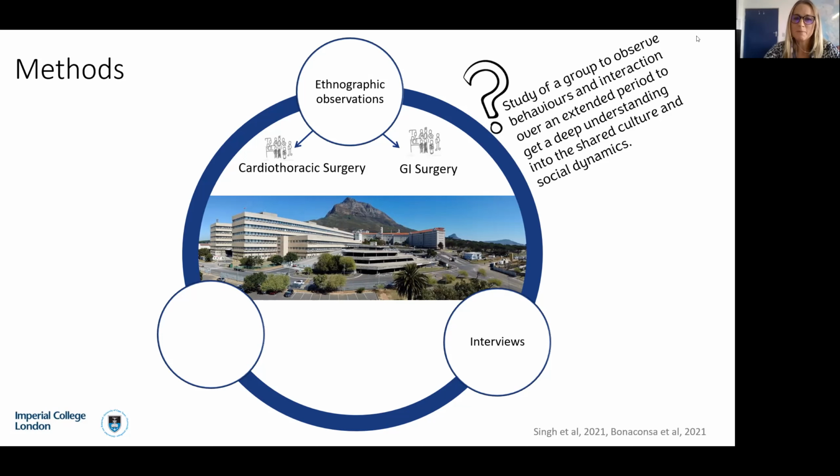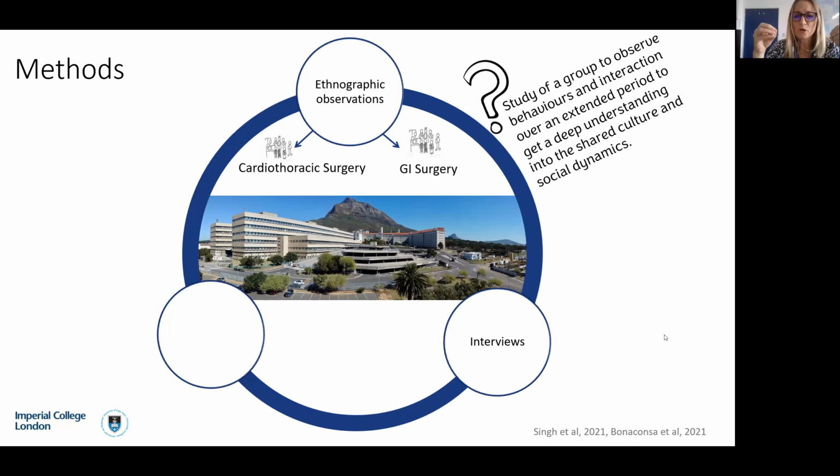We used a methodology, which I'm not sure you are familiar with, called ethnography. What ethnography does is to observe behaviors and interactions in a group for an extended period of time to get a deep understanding into shared cultures and social dynamics. So for 4 months, I think it was 4 months, Uluchi and I literally followed the cardiothoracic and GI surgical ward rounds for 3 mornings a week. We observed team interactions, and we observed how decisions were made. These were captured in field notes, which give you a very rich description of what is happening.